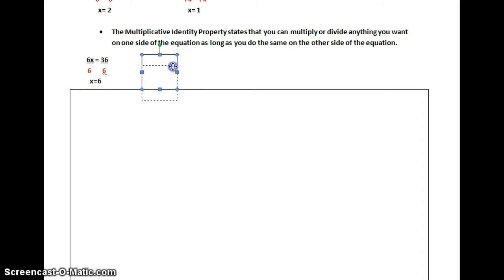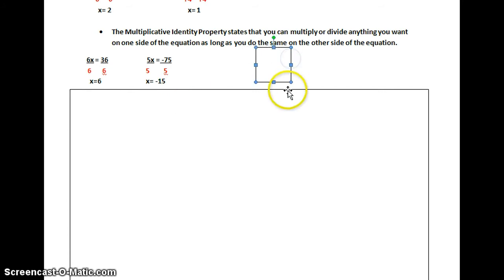Now let's try one over here. Let's try 5x equals negative 75. Now in this case I need to divide by 5, but I get a little bit different because on the right side I'm going to have negative 75 divided by positive 5. So a negative divided by a positive is always a negative, and I just do the arithmetic and I get negative 15.